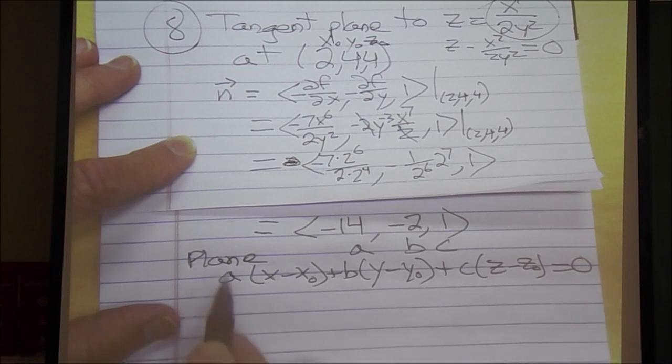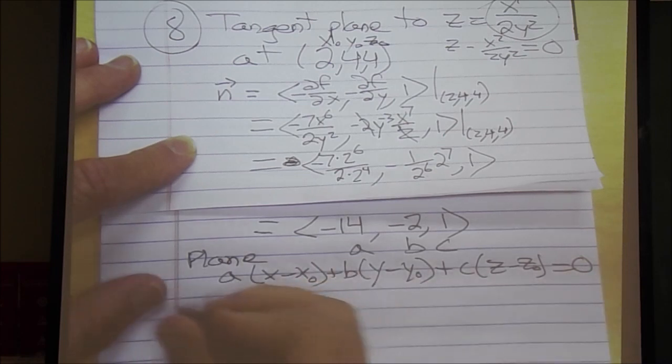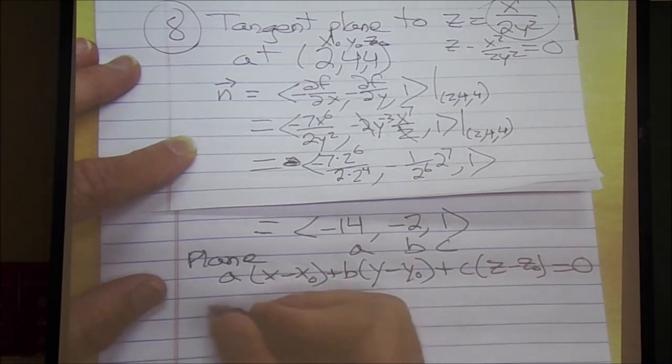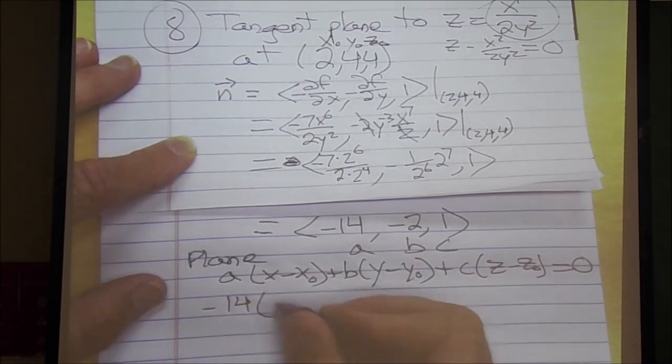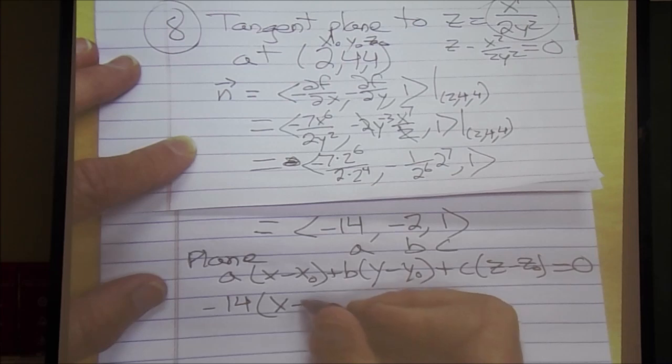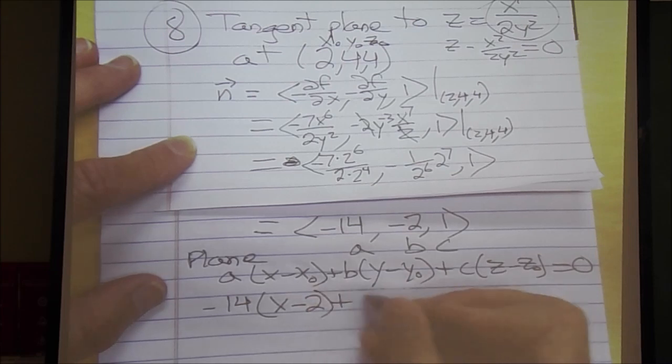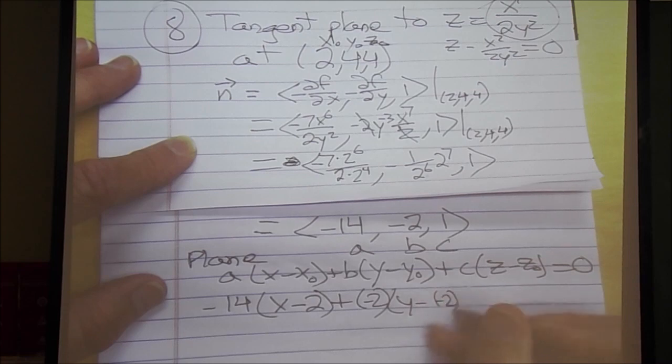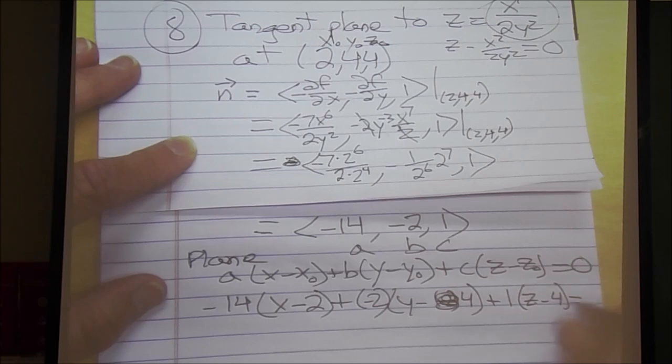When you have a normal with components a, b, c, a point with coordinates x0, y0, z0, you just plug those numbers in, and I get minus 14 times x minus 2 plus minus 2 times y minus a negative 2. Oops, let's see. Y minus 4 plus 1 times z minus 4, all equals 0.